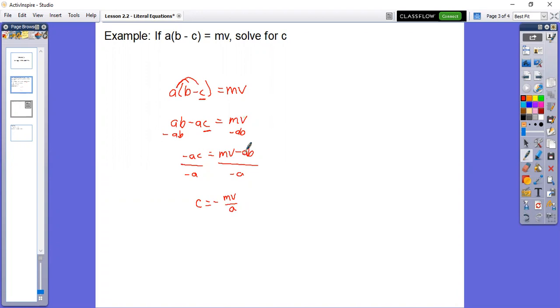But over here, I notice negative AB divided by negative A. A divided by A is 1, and a negative divided by a negative is a positive. So this is just B. So now I've isolated C, and C is equal to negative MV over A plus B.